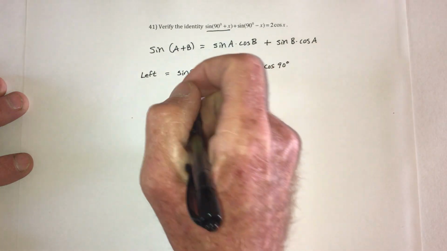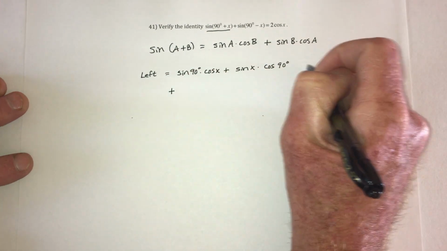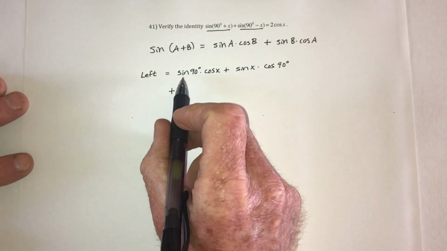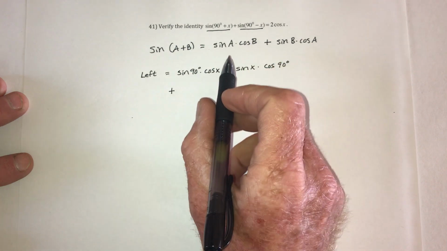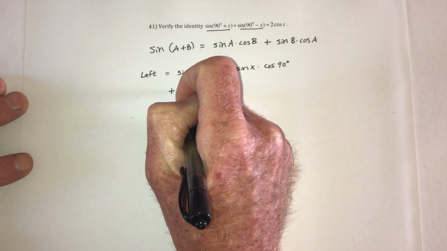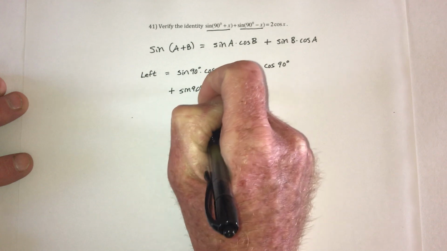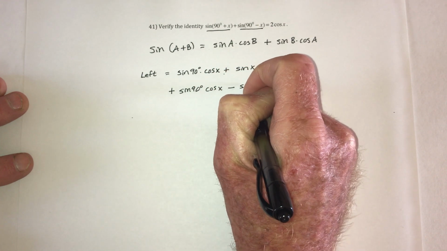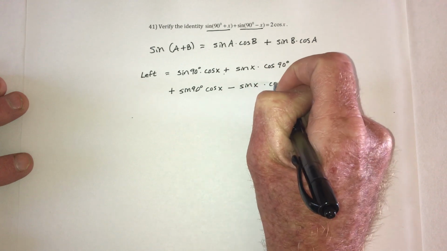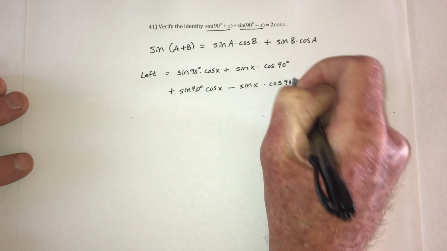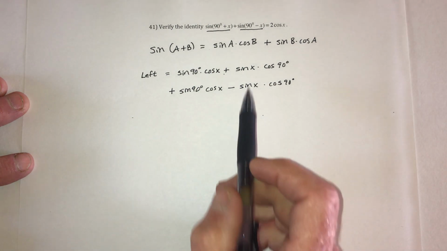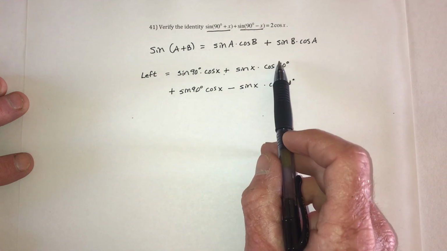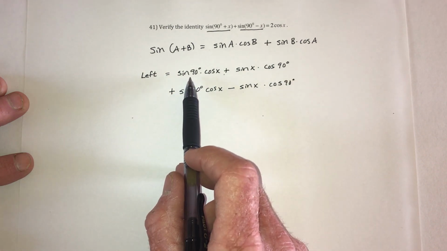Now we need to add, so I don't have enough space to keep going this way. Then I need to add this one, which is the same thing except with a minus in between: sine of 90 degrees cosine of x, and then minus sine of x and cosine of 90 degrees. Now you notice that this one is positive and this one is negative, so they're actually going to cancel each other out. So all we have is this part.